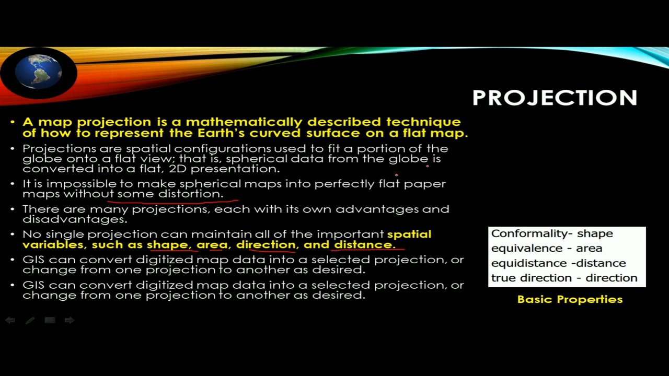The projection system which saves the shape is called conformality, which conserves equal shape. The equal area is called equivalence. The equal distance is called equidistance. The correct direction is called the true direction property. The projection system from the globe to the 2D map which saves these features will be called that. GIS can convert digitized map data into a selected projection or change from one projection to another as desired.